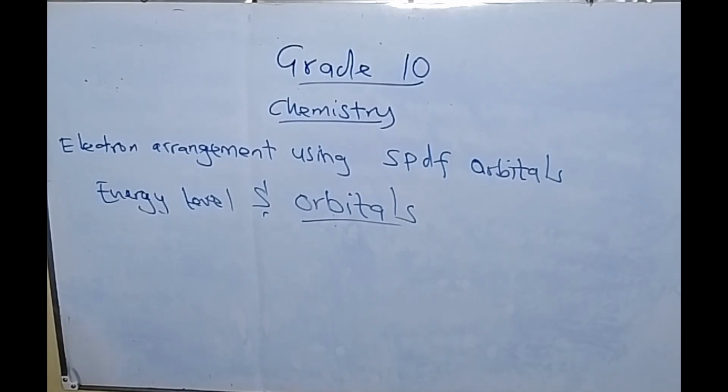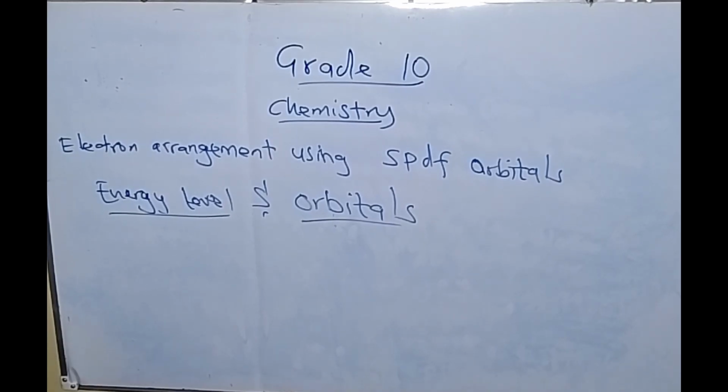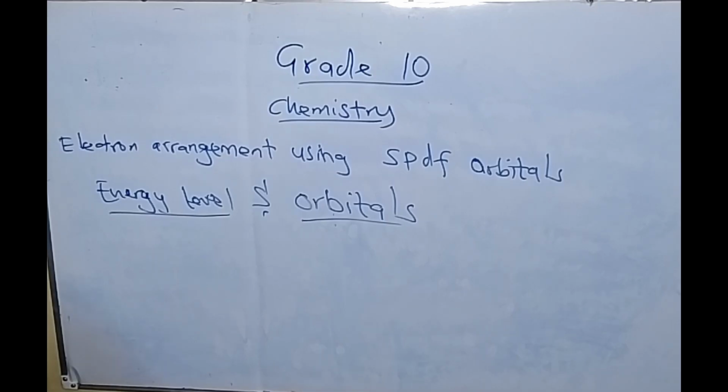We are trying to move away from using the term energy levels. An energy level is the broad area around the nucleus of an atom where an electron is likely to be found. Whereas an orbital is a specific area around the nucleus where an electron is likely to be found. That electron might be having some energy.